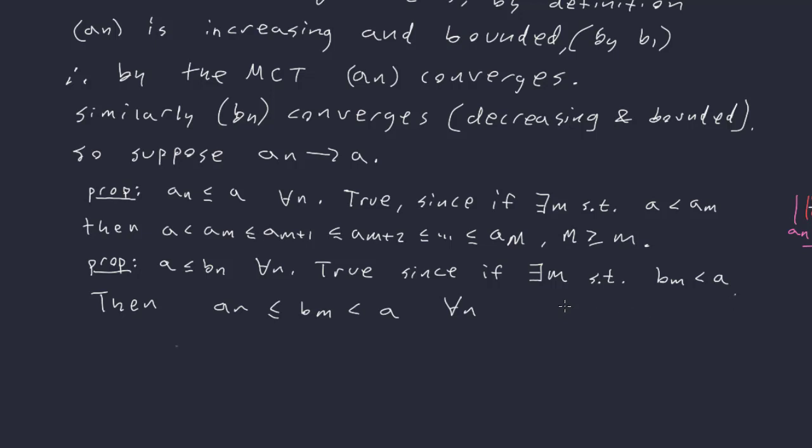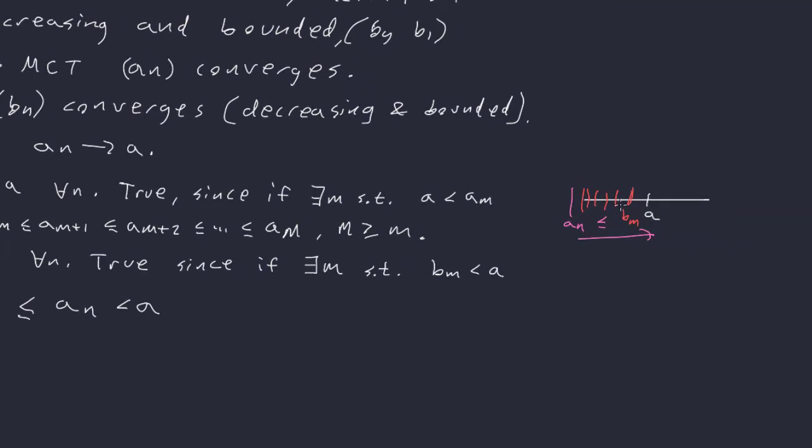we know that the A_n's converge, okay? So if this happens, then that means in between B_M and A, there would have to be more terms of A_n, which can't happen, and that's because for any epsilon, choose any epsilon, say this epsilon, there has to be a bunch of A's in here. But if B_M is here, I can't have A's here.